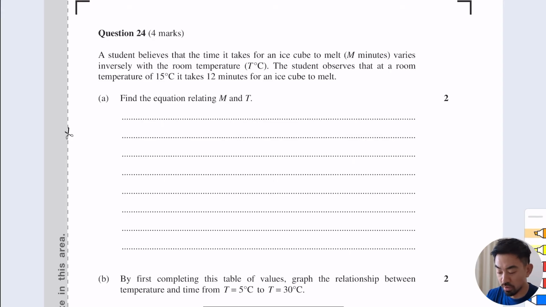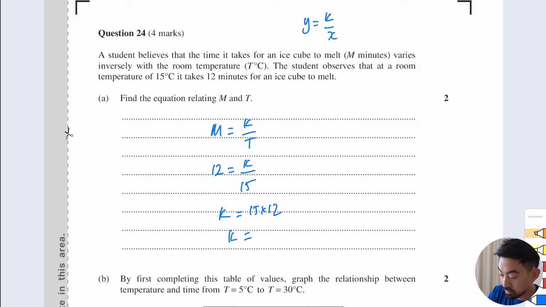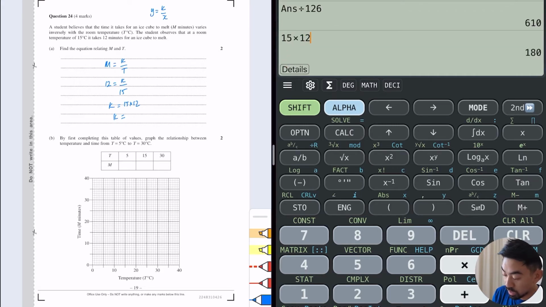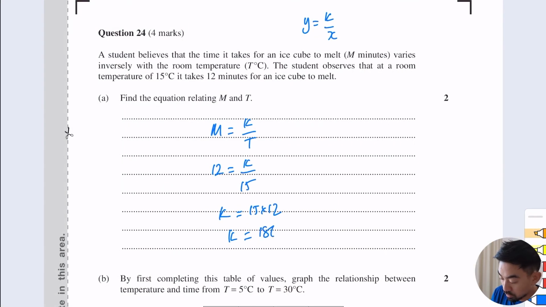So it's quite a straightforward inverse variation. Now, inverse variation always looks like k on x, but we just need to replace the letters. So m is going to be k over t. We need to find k, which is always the first step. So my m stands for minutes, which will be 12 minutes, is equal to k over 15 degrees. K is equal to 15 times 12. What's that? 15 times 12 is 180. So therefore, m is 180 over t.